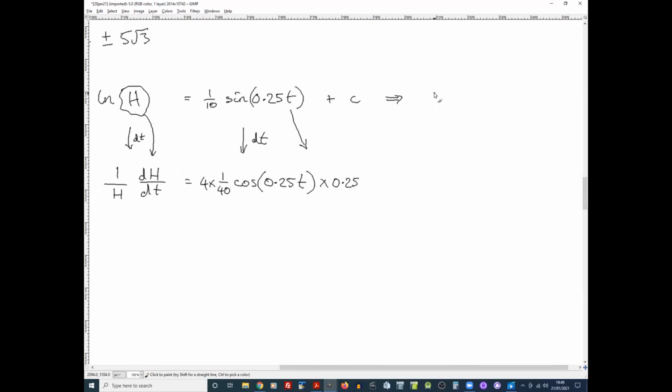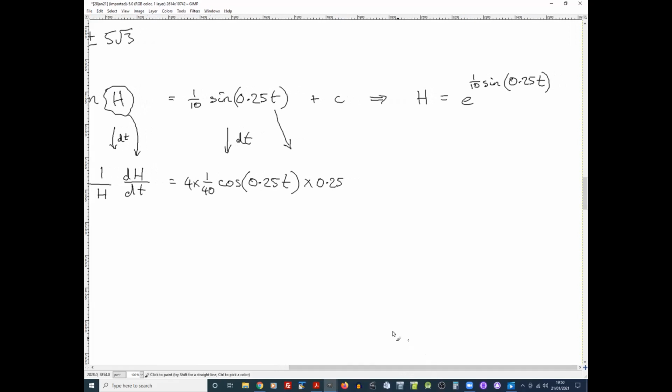Okay, so what should I be writing? h equals E to the power of a tenth sine 0.25t plus C. Where's the plus C? Up top, in the power. Yes, good. That's crucial. Because actually, if the power is a sum, we know we can expand it, don't we? So what will it look like then?